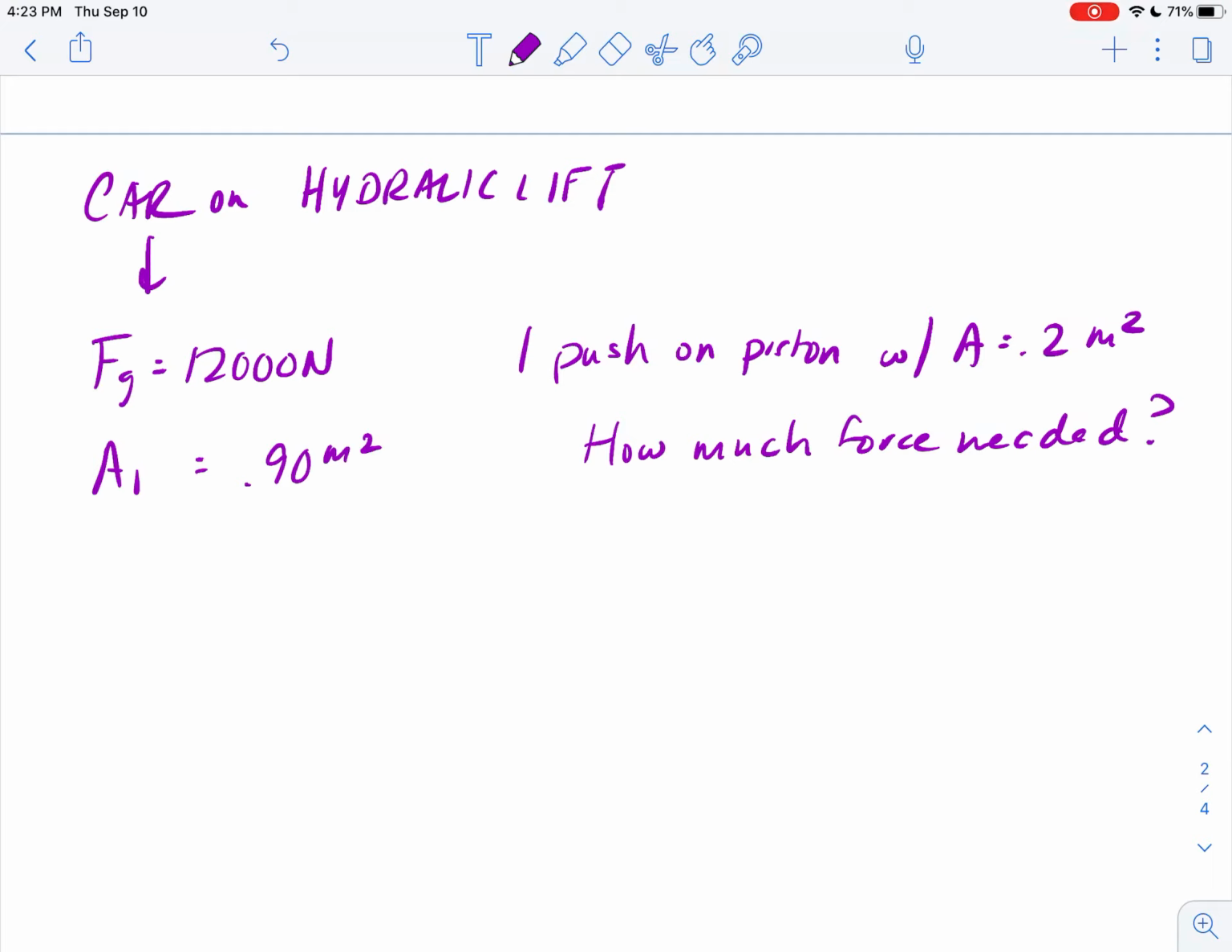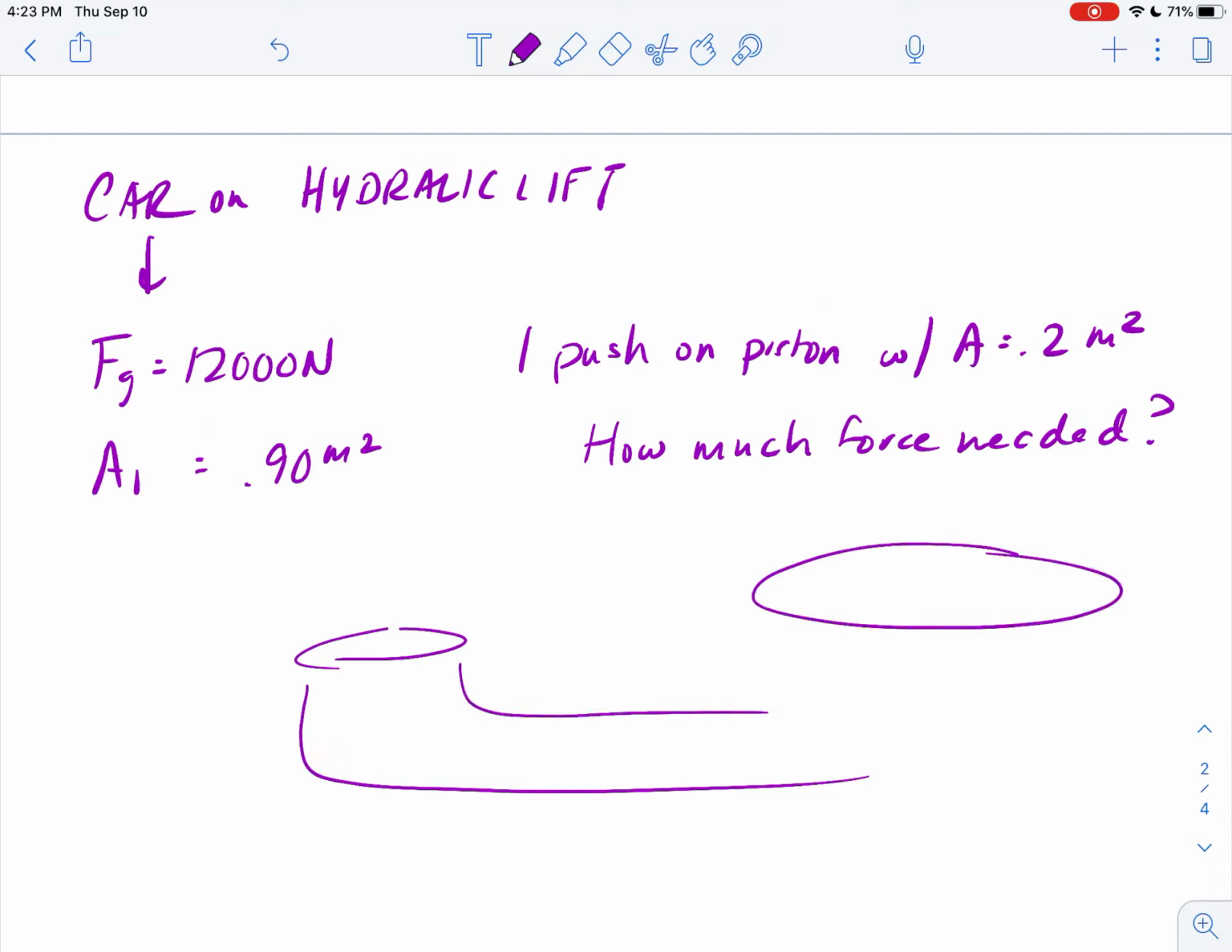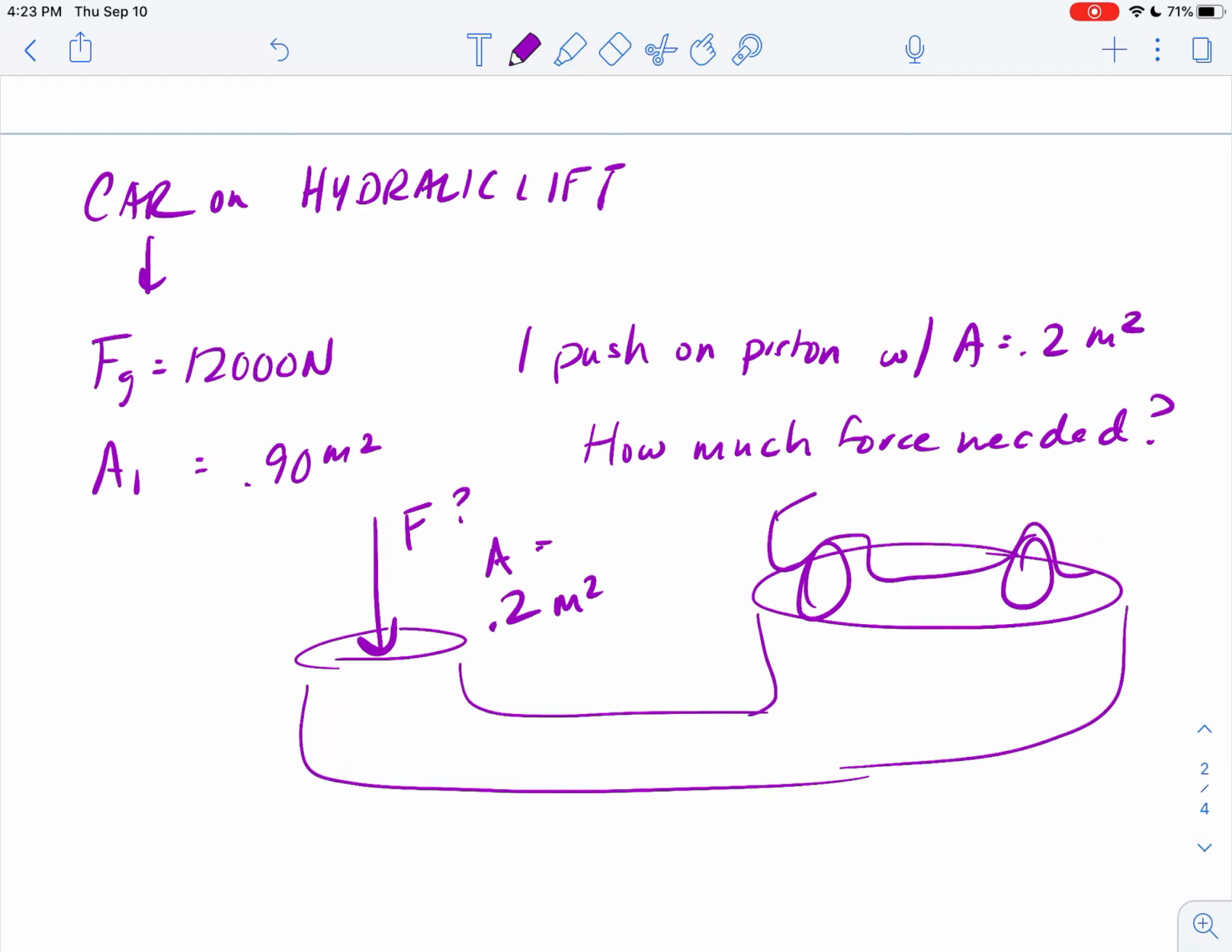Okay, so again, I'm going to sketch the situation. I'll just kind of go fast here. Again, I'm going to push over here. This is the small side, area is 0.2 square meters. My force is unknown. And over here, I've got a car. I don't know if you've ever gotten to take your car in to get an oil change. And they lift it up on this hydraulic lift. And how do they do that? They use pistons. So the area over here is 0.9, and the force needed is 12,000 newtons.